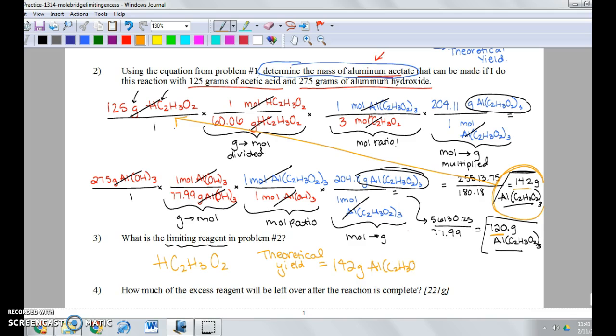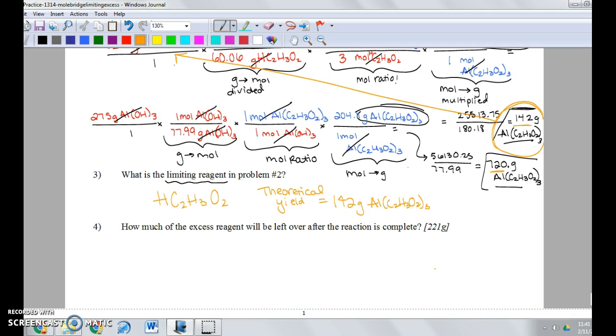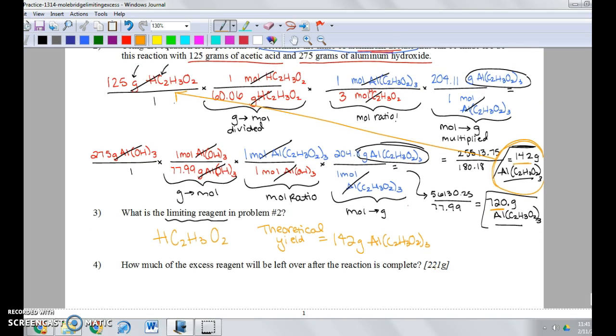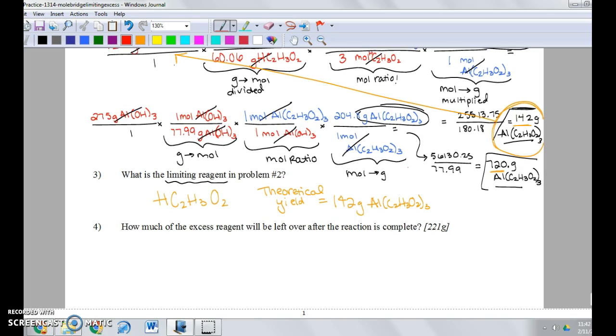So the next thing that I want to talk to you about is calculating the amount of excess reagent that will be left over. We just went through all of that work to determine the limiting reactant was our acetic acid. So what we're going to do is take that limiting reactant and we're going to start over. The limiting reactant runs out first, so it's going to determine not only how much product we make, but how much of the AlOH3 that we're going to use.